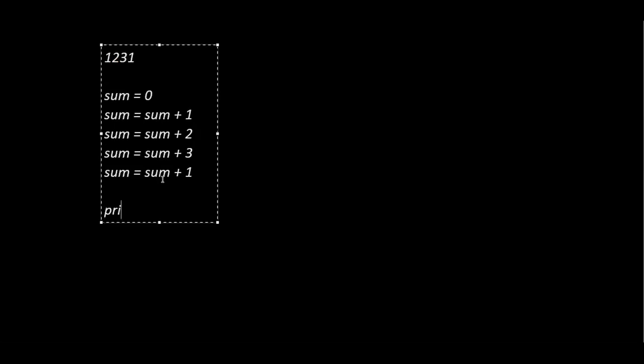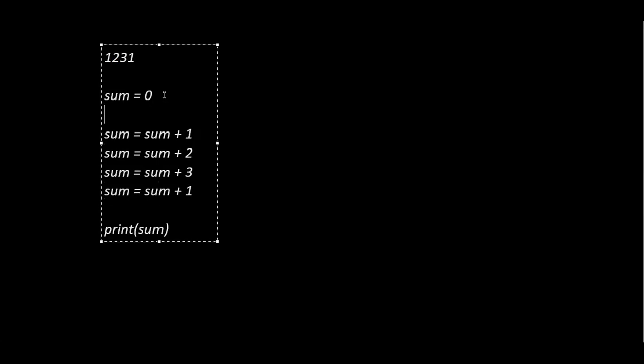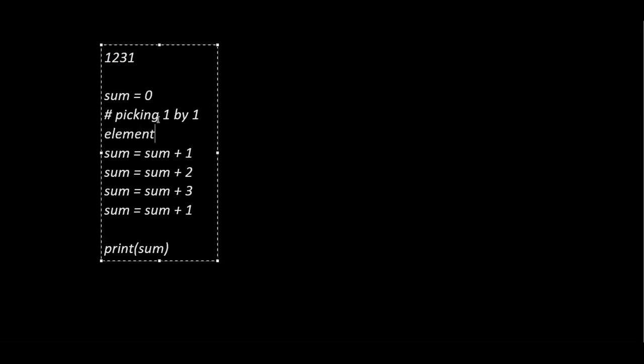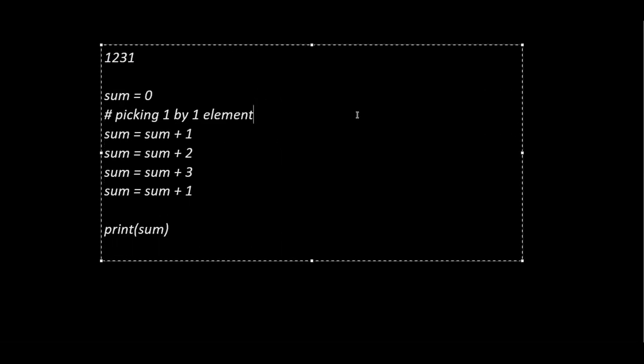To print that sum, I just use the print function. Print sum. Like you are picking one by one element from the given string and adding it to the sum. So how to do this? In a simple way, I'm doing nothing but repeating the same thing. What am I doing? Adding one by one element. I'm just picking one by one element from the string.